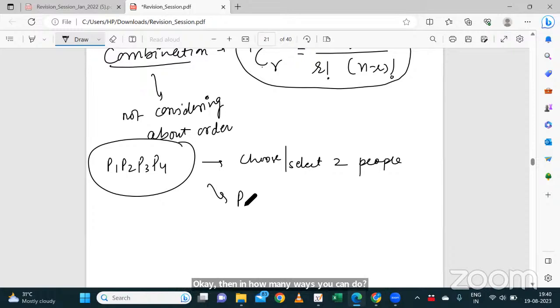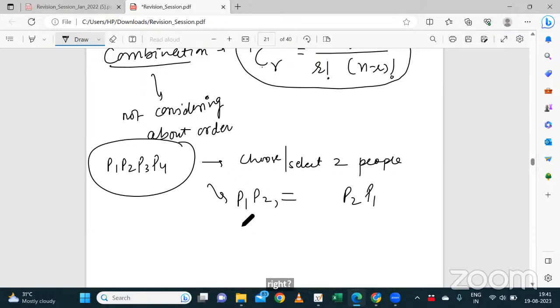Suppose I have selected P1 and P2, or P2 and P1. Are these two the same or not? Yes, sir, same, because I'm not going to give them any order like president or vice president. I have just selected 2 people, P1 and P2. Suppose I have selected P1 as first and P2 as second, or P2 as first and P1 as second, it doesn't matter. In the end, I have selected these 2 people, right?